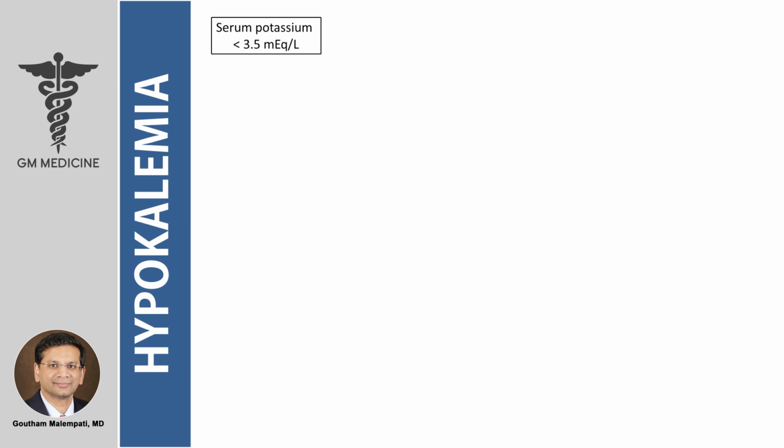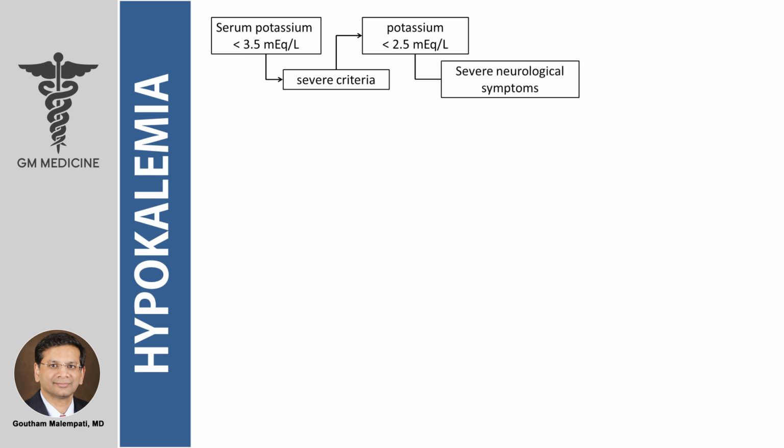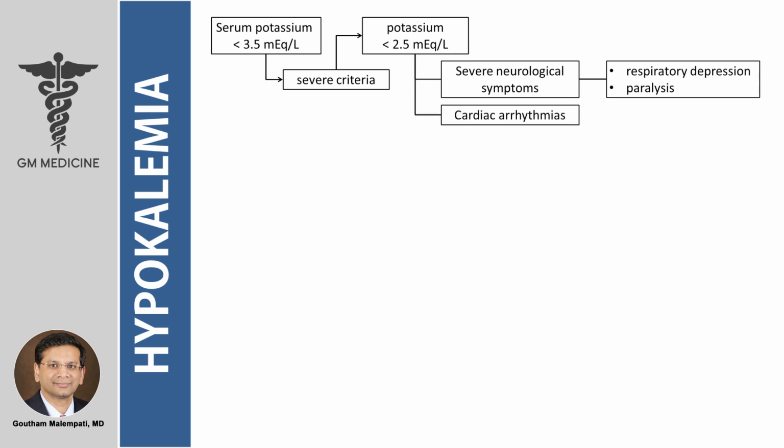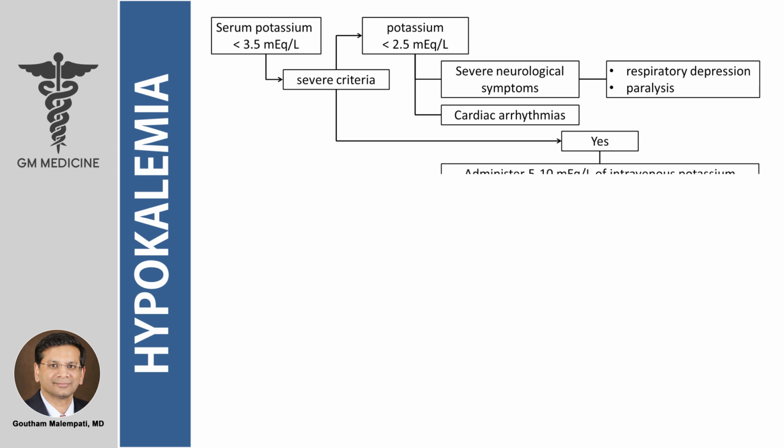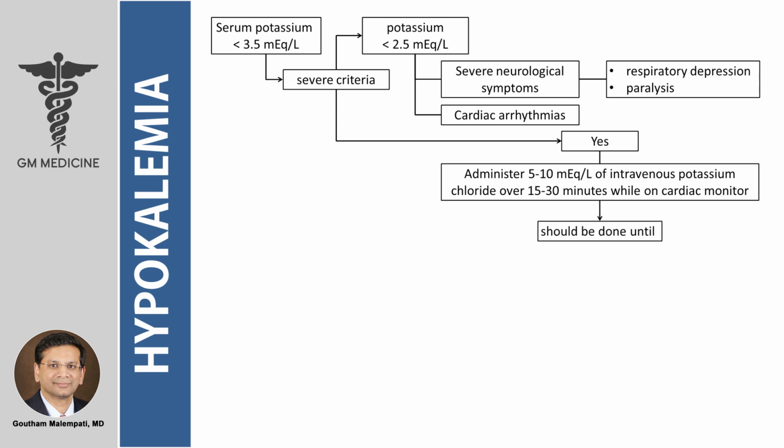If the serum potassium is less than 3.5 milliequivalents per liter, one should evaluate for severe criteria, which includes potassium of less than 2.5 milliequivalents per liter associated with severe neurological symptoms such as respiratory depression, paralysis, and cardiac arrhythmias. If the criteria for severe hypokalemia is present, then one should administer 5 to 10 milliequivalents of intravenous potassium chloride over 15 to 30 minutes while on cardiac monitor. This should be done until the severe criteria has resolved and serum potassium is greater than 3 milliequivalents per liter.